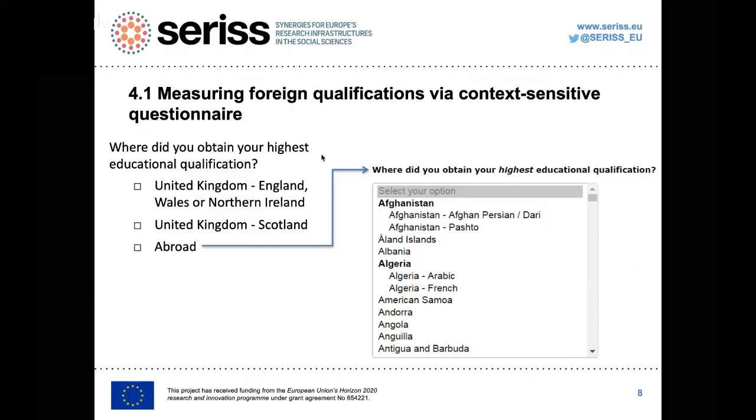So that's, I think, a great improvement, particularly for surveys of migrants, where you are interested in getting good measures of people's actual qualifications and not what respondents think is the equivalent of their qualification in the country in which they are interviewed.